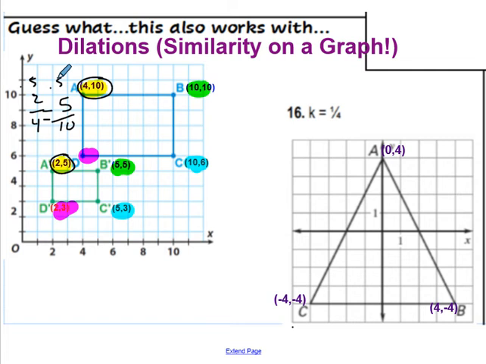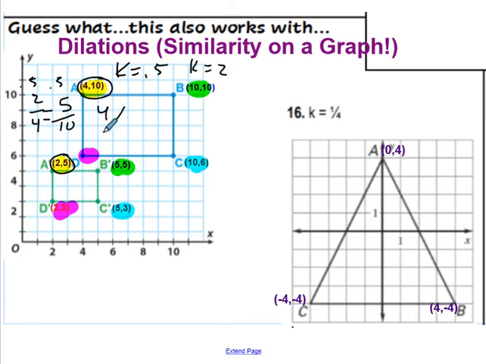Now, the way to check this is by looking at your vertices. Which one comes first, in other words? Is the C, the blue one, the preimage, or is the C prime the preimage? Now, based on our work last semester, of course, the bigger object is first, so that means we're reducing in size, and the K factor of 0.5 actually applies.